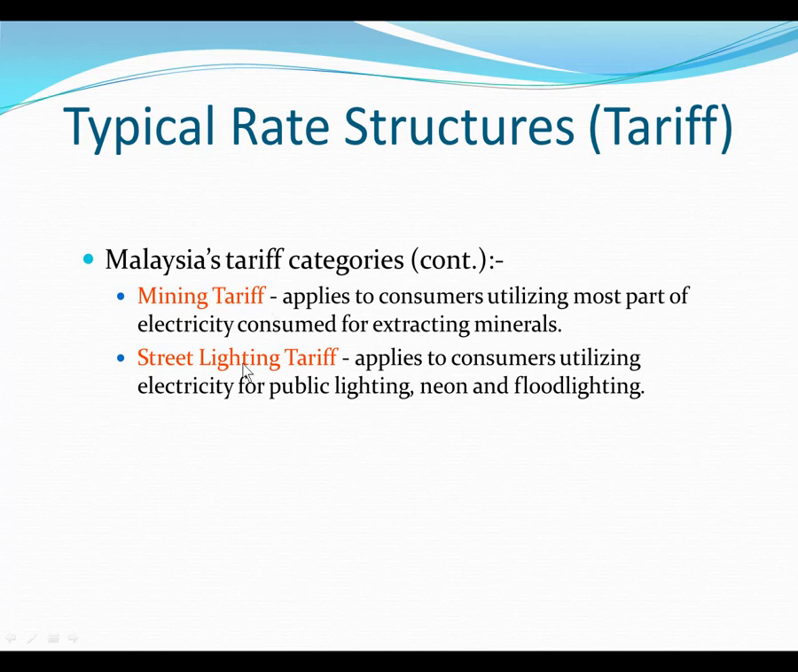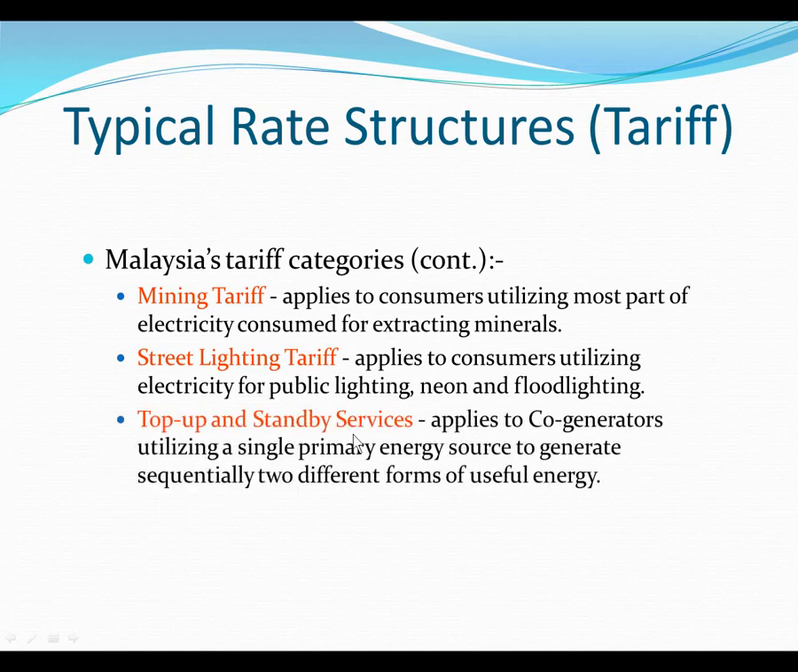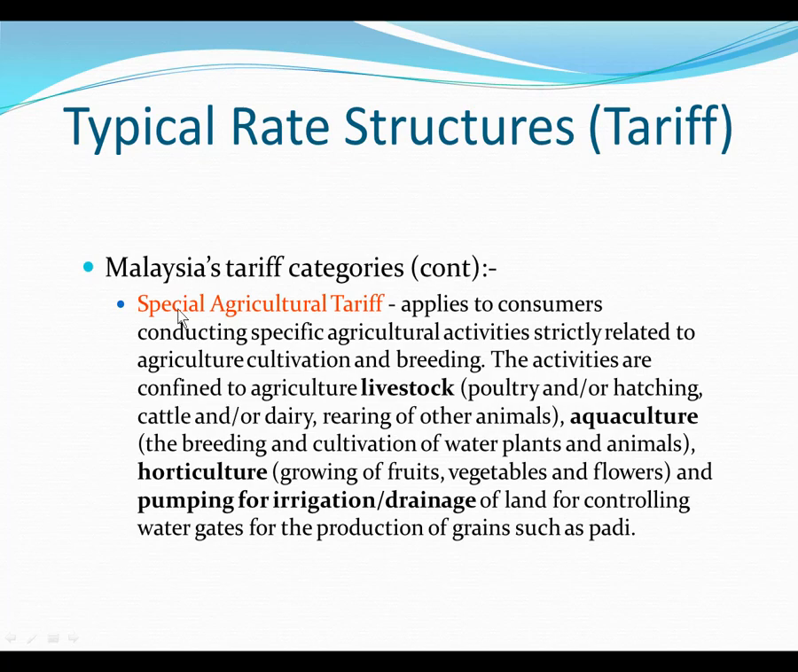This is under mining. Street lighting applies to the consumer utilizing electricity for public lighting, neons and flood lighting. Top-up and standby services apply to co-generators utilizing a single primary energy source to generate sequentially 2 different forms of useful energy. And then we have special agriculture tariff, which is for the consumer conducting specific agricultural activities strictly related to agricultural cultivation and breeding, such as livestock, aquaculture, horticulture, pumping for irrigation, drainage, and so on. This is a typical rate structure in Malaysia.